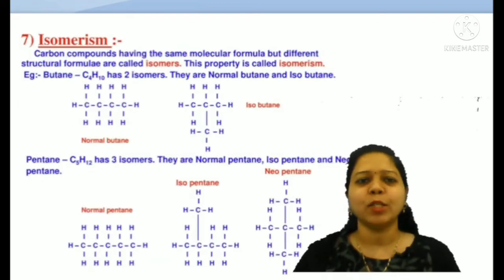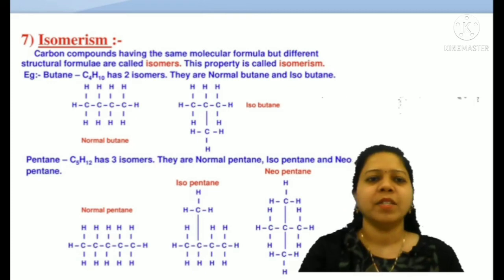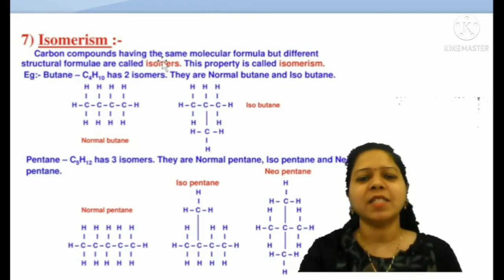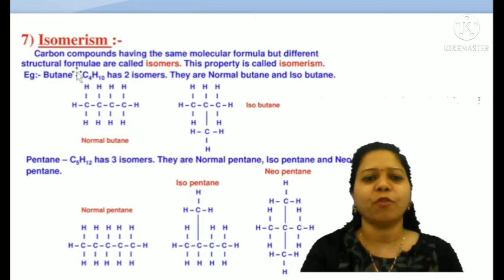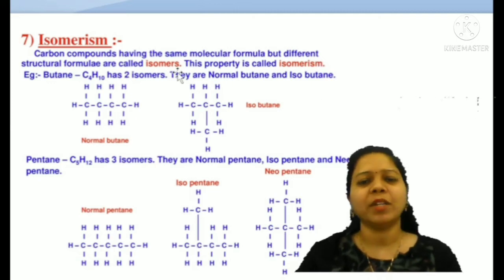Next we are going to see isomerism and what is meant by isomers, which is a very important part of this lesson. Carbon compounds having the same molecular formula but different structural formulas are called isomers. We just learned that carbon has the ability to form different types of carbon compounds. There are some carbon compounds having the same molecular formula but different structural formulas because of the arrangement of carbon. Those are known as isomers of each other.